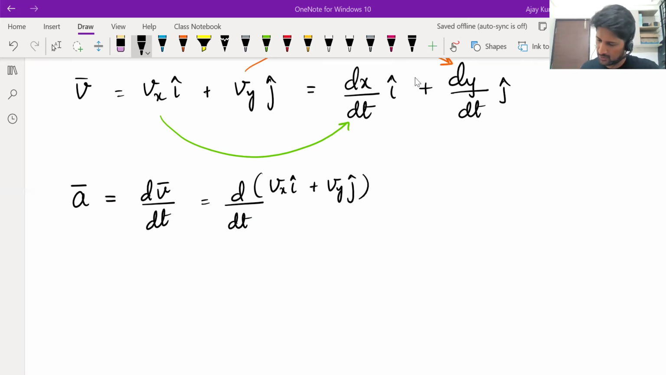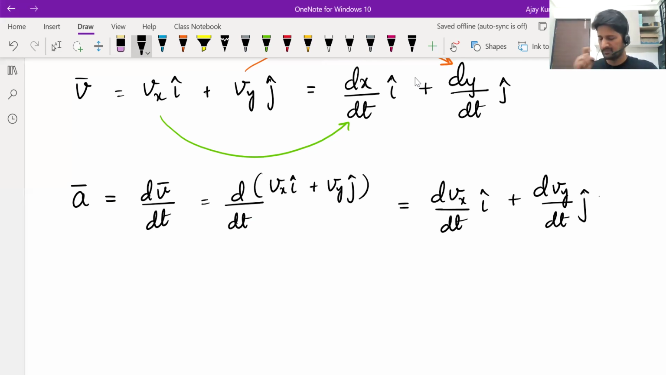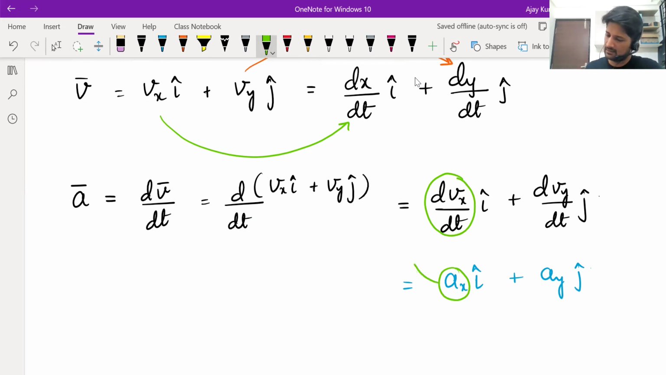So you can split this into two components again. As I said, i cap, j cap are constants, put them aside. It becomes rate of change of x component of velocity, i cap, plus rate of change of y component of velocity, j cap. And this can effectively be written as x component of acceleration, i cap, plus y component of acceleration, j cap. Just like x component of velocity makes the object move along the x-axis, the x component of acceleration changes velocity along the x-axis. Similarly, the y component of acceleration changes velocity along the y-axis.